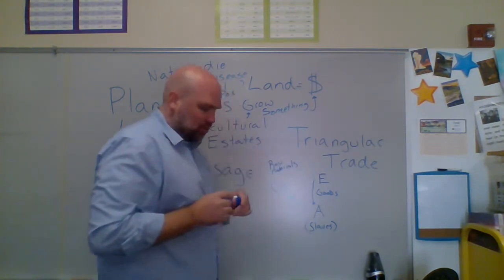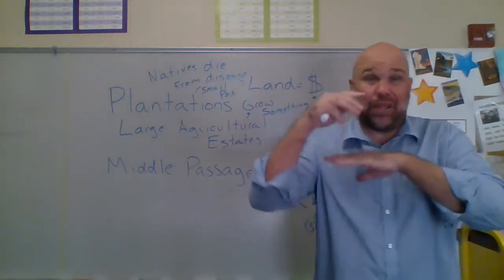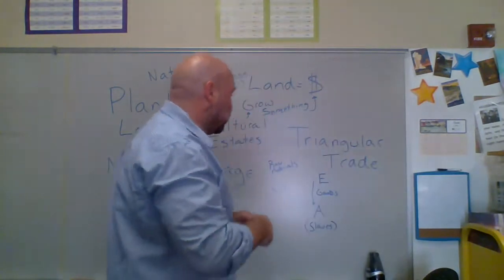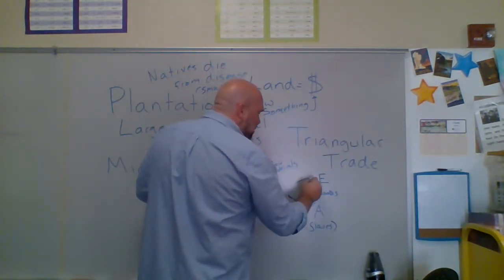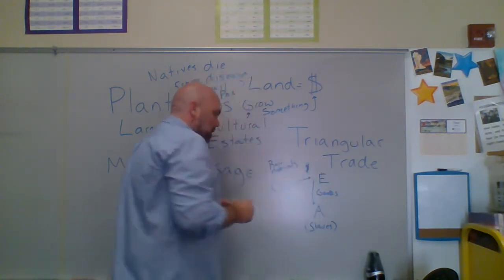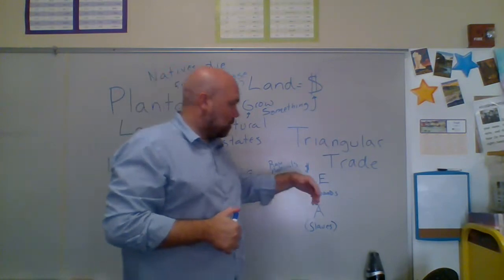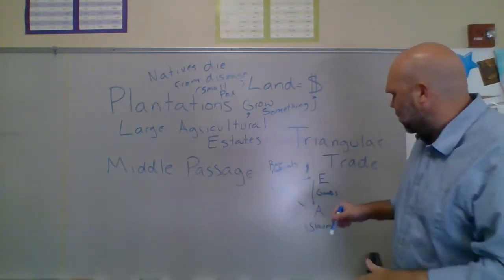They would get raw materials, but it might be like molasses, it could be tobacco, it could be wood, lumber, it could be whatever the material is. They would get here in America, and then they would take that back to Europe, where they would then sell that to European markets that would use it to make stuff and manufacture things.